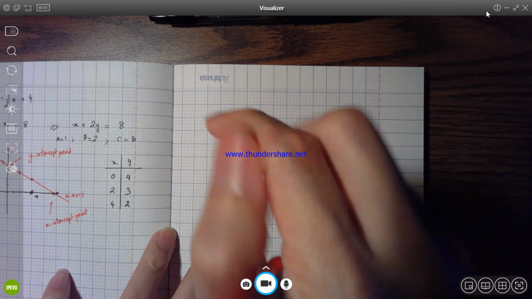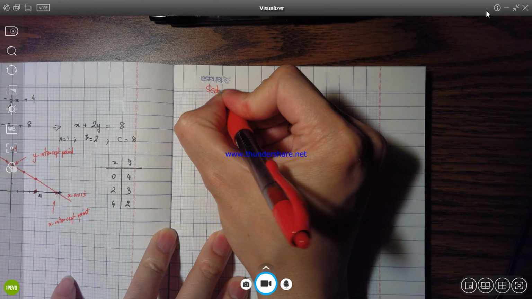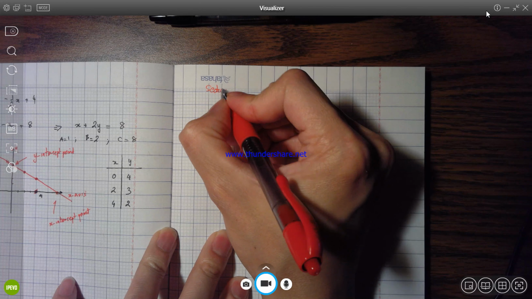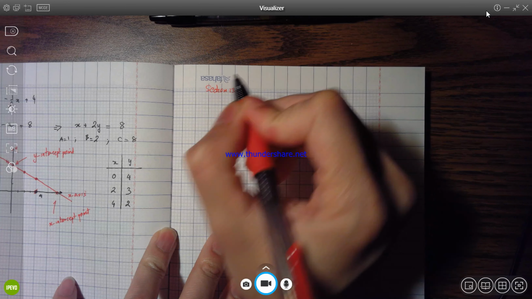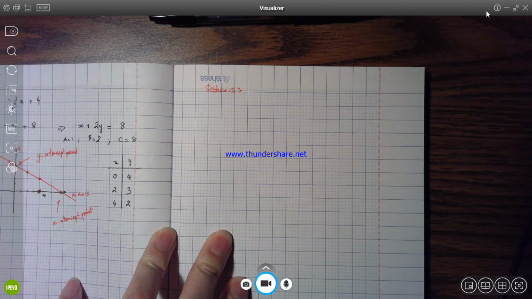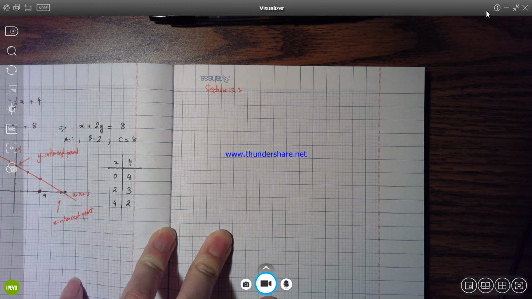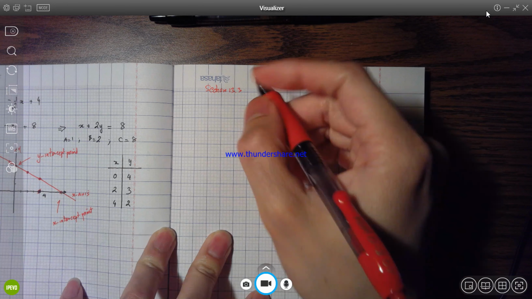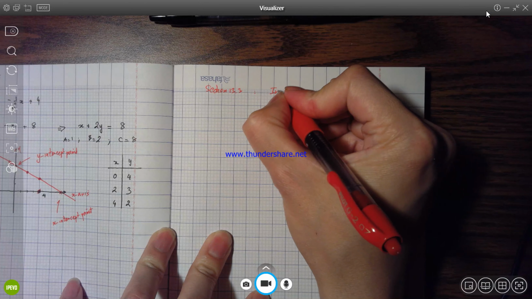13.3 I want to talk about a very special point. This point is the intersection between the graph and the x or y axis. Okay, this point we call the intercept point.